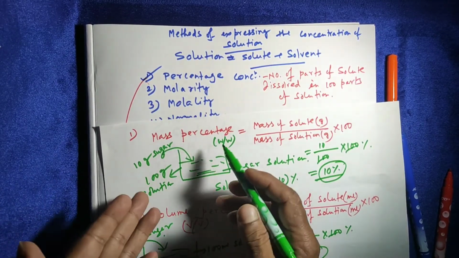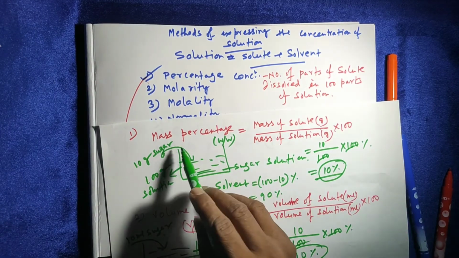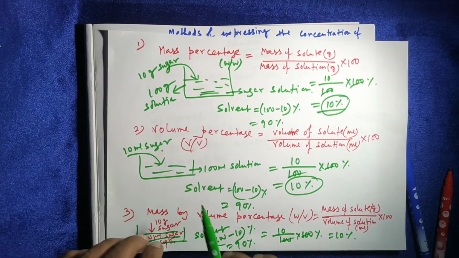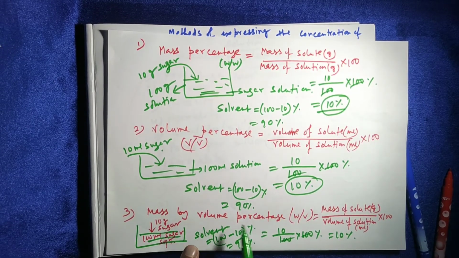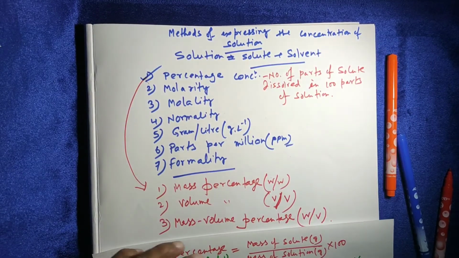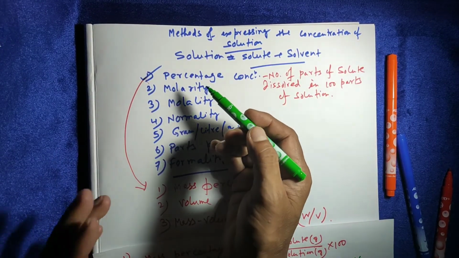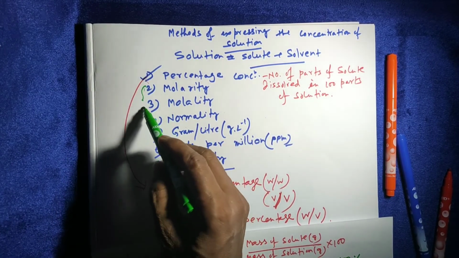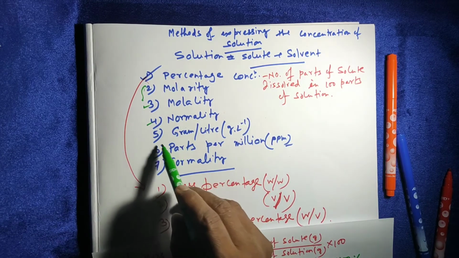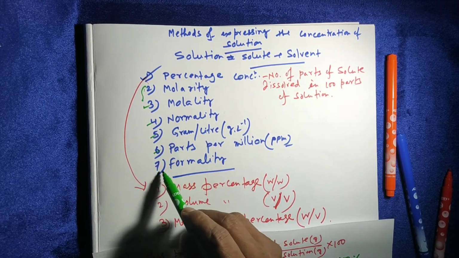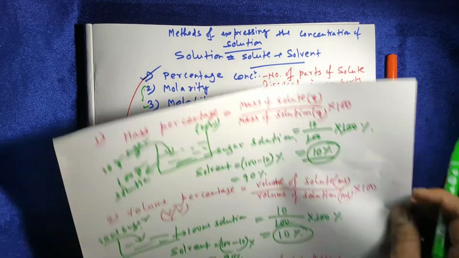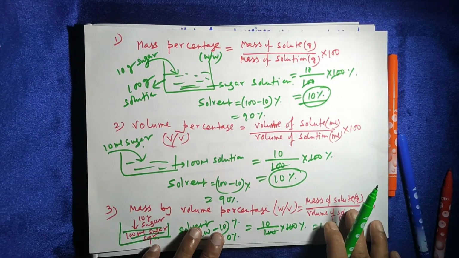Students, these are basically percentage concentration. So these are 3 types: mass percentage, volume percentage, and mass by volume percentage. In my next class I will discuss molarity, molality, normality, gram per liter, parts per million, formality. So students, I think you have understood this, and that's all for today.